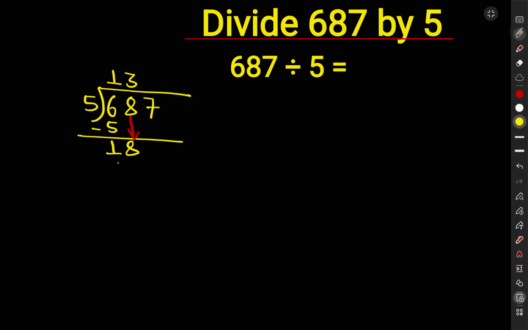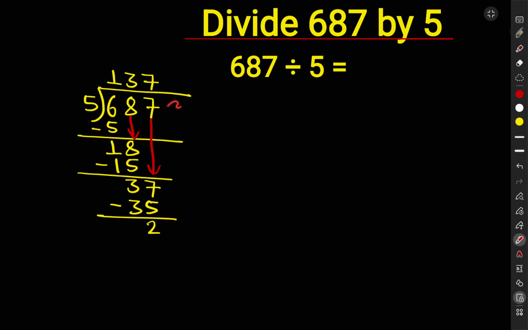5 times 3 is 15. On subtracting we get 3. So again we put down this 7 and it is 37. 5 times 7 is 35. On subtracting we get 2.